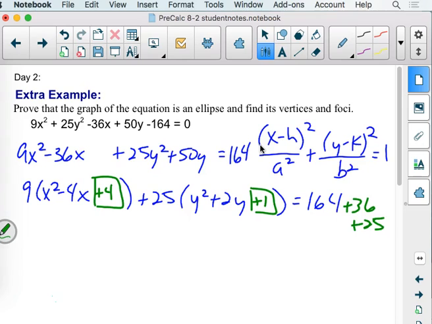Now, why did I do that? Because I wanted to see that this was a binomial squared. This is x minus 2 squared. And I wanted to see that this is really a binomial square. And I don't have a horrible number over on the other side, do I? What's over there?